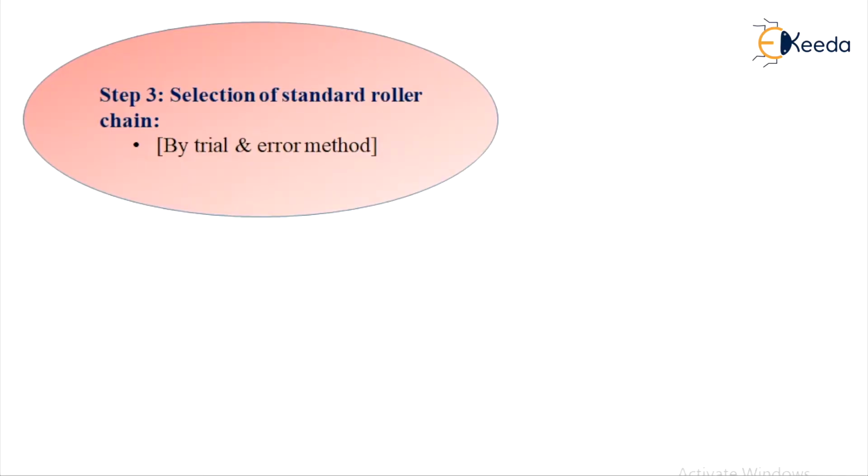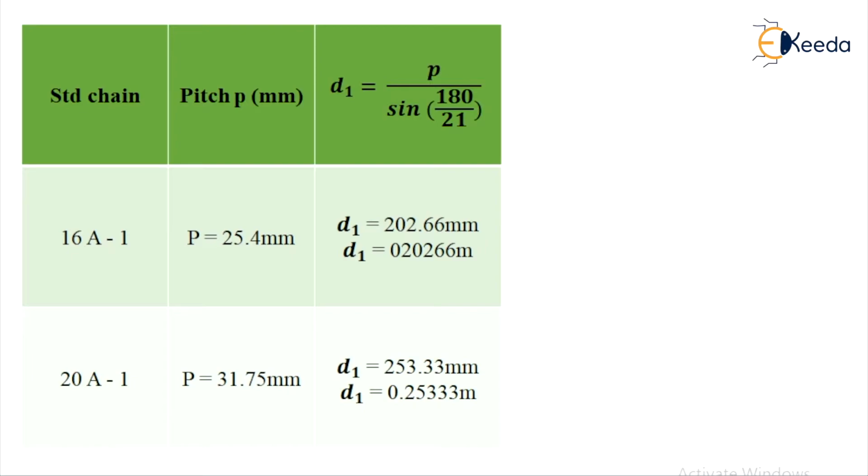Next step is the selection of standard roller chain, and this we will do with trial and error method. If we refer to PSG 7.72, 7.78 and 7.77, we have the following data, and that we have tabulated here as shown on the slide. We have two options, that is standard chain available is 16A1 and 20A1, for which the pitch is given as 25.4 mm and 31.75 mm.